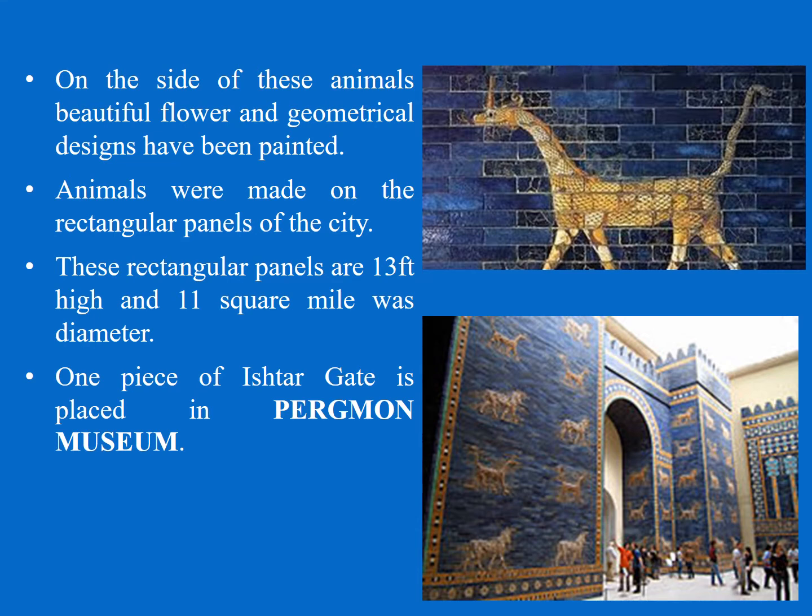On the sides of these animals, beautiful flowers and geometrical designs have been painted. The animals were made on rectangular panels of the city. These rectangular panels are 13 feet high and 11 feet in width. One piece of the Ishtar Gate is placed in the Pergamon Museum.